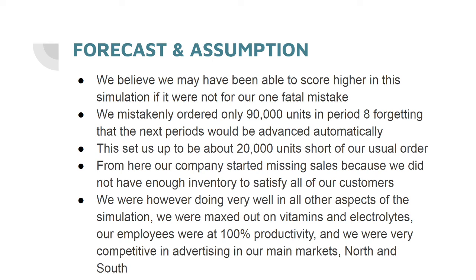But what I forgot is that period 8 would be the last period that we can adjust, and that the game would progress automatically from there on. So this set us up for failure, because we were locked into that 90,000 units, and we couldn't change that. So we were always going to be short as the game progressed. As you can see, we were 20,000 units short of our usual order. And we just started to miss sales as the game went on.